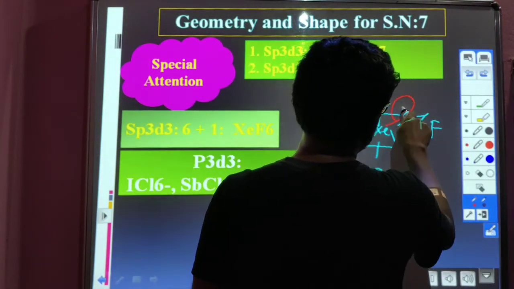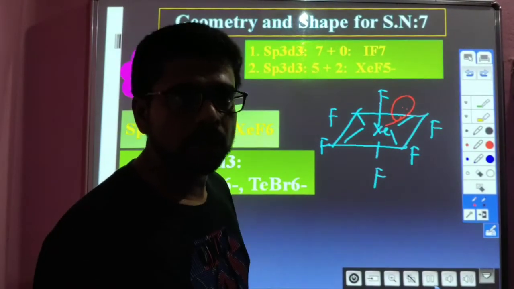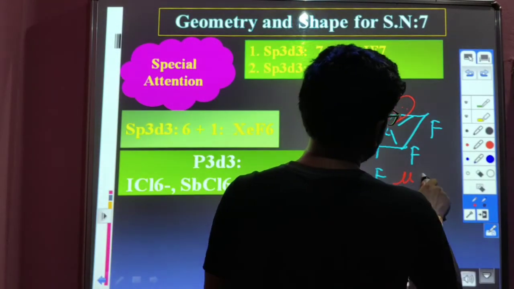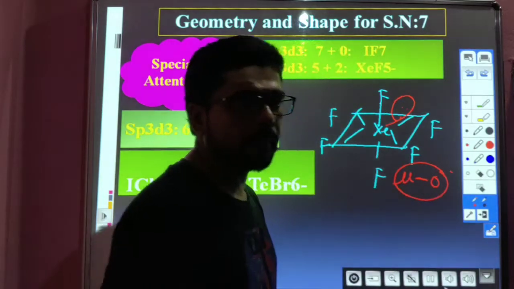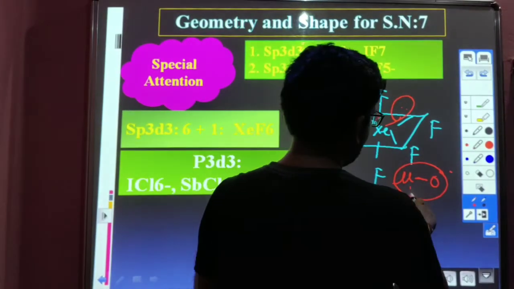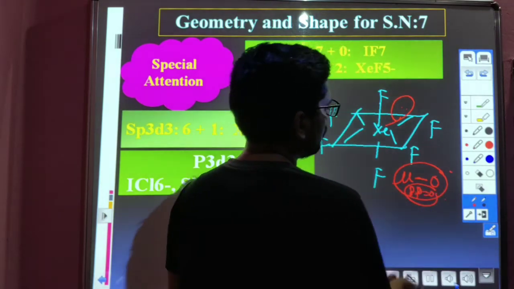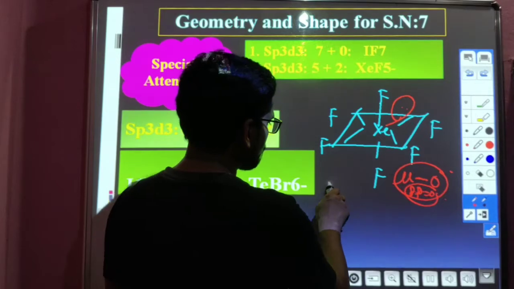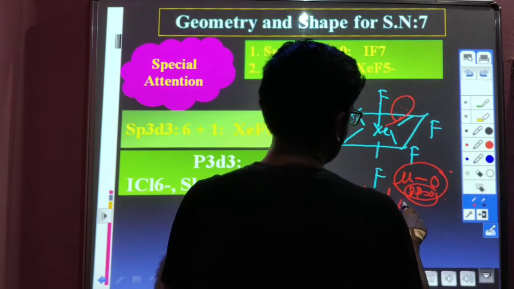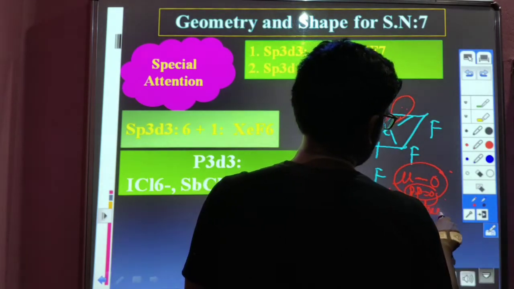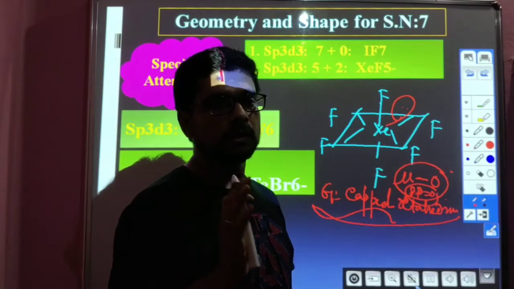If the lone pair I am showing here, sometimes you could show it, it will be in equilibrium. That's why its mu, I mean dipole moment, will be almost 0. Later we will discuss this one. It's a very interesting molecule, dipole. So the geometry is capped octahedron. Capped octahedron. No problem. Till now it's clear.